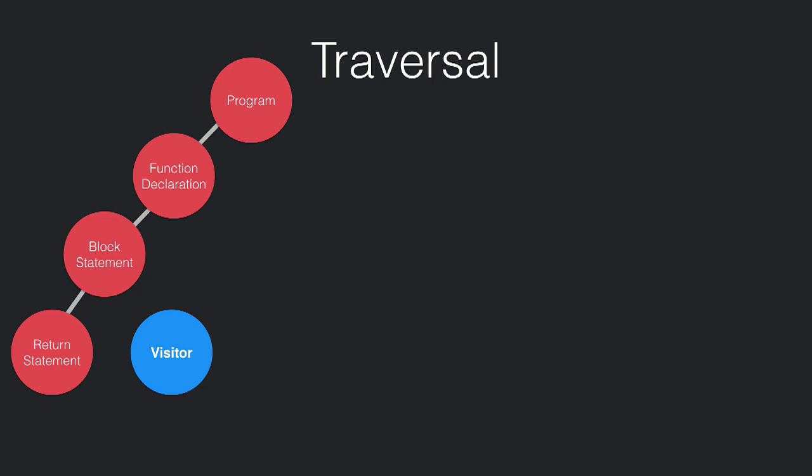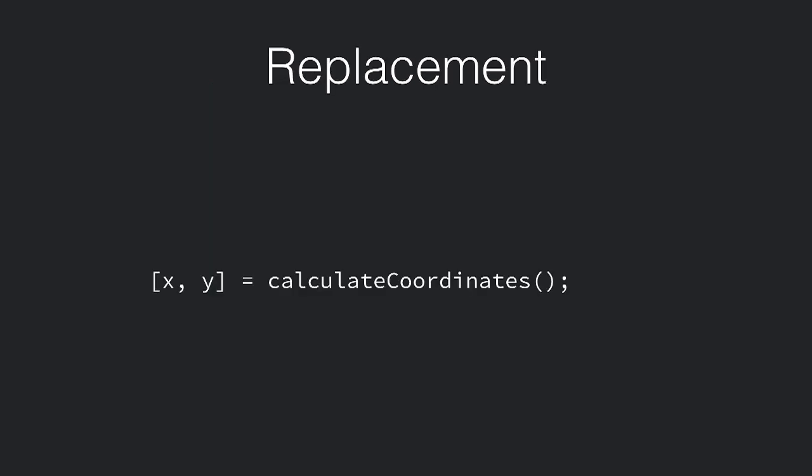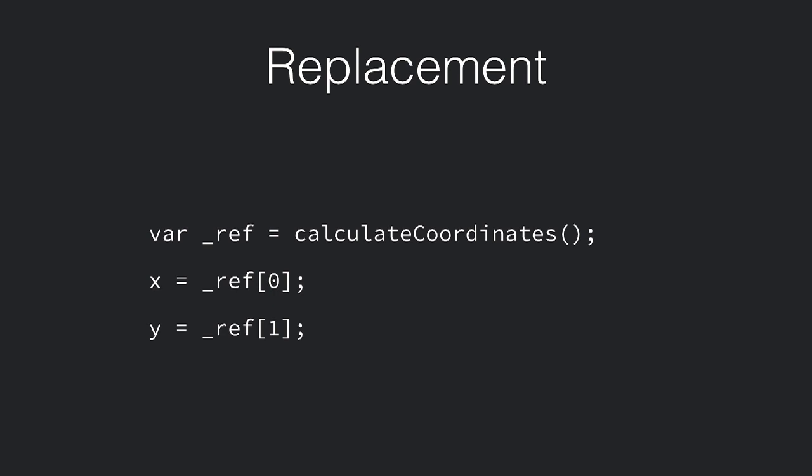Something like this. Here, this is an array destructuring. It's a new feature in ES6. Here it would call calculate coordinates, and then the 0 and 1 index would be assigned to the x and y variables. This would be desugared into something like this, where it just executes and then assigns the 0 and first index. So this is an array destructuring assignment in a statement position.